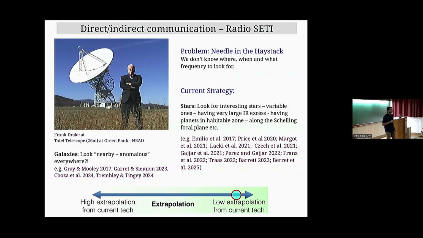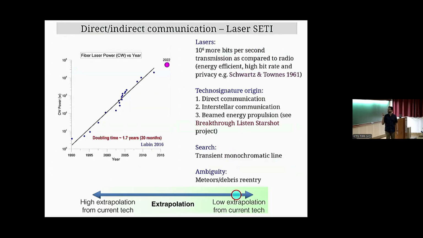Galaxies also, you can look for nearby galaxies for sure, but you can also look for some anomalous galaxies. So for example, this paper, Gray and Mooley, looked at 2 galaxies with JVLA. Whereas other 3 papers are looking at thousands of nearby galaxies. In fact, one of the experts is in the audience here. He is part of many of the papers. So if you have any questions regarding this, feel free to ask Vishal.